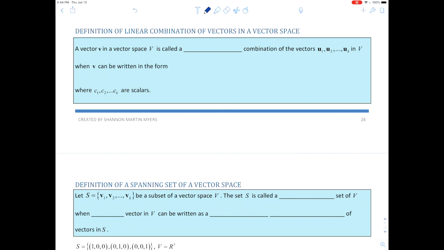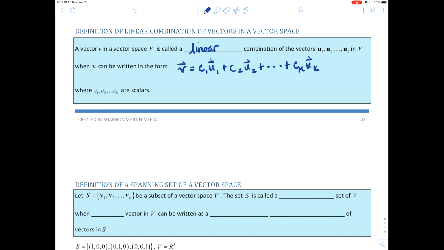Definition of linear combination of vectors in a vector space. A vector V in a vector space, capital V, is called a linear combination of the vectors, a set of vectors, vector U1, vector U2, all the way down to vector UK in the space V, when the vector V can be written in the form V equals C1 times U1 plus C2 times U2 plus ... plus CK UK. Cool, cool?